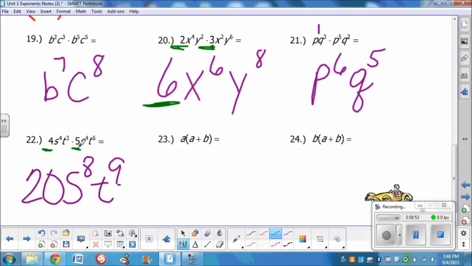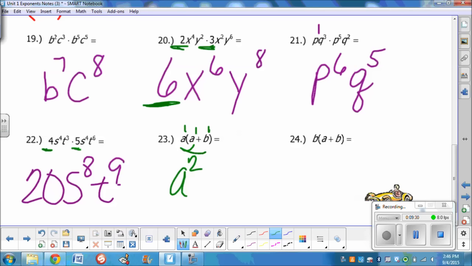So picking up with number 23, I have a times the quantity of a plus b. Well, the distributive property needs to be done there. So that's something you learned last year in 8th grade. So let's think about how we are going to use the distributive property with this. And I put all little exponents of 1s for all of those. So what is a to the 1st times a to the 1st if I start the distributive property? That gives me a to the 2nd power, because 1 plus 1.